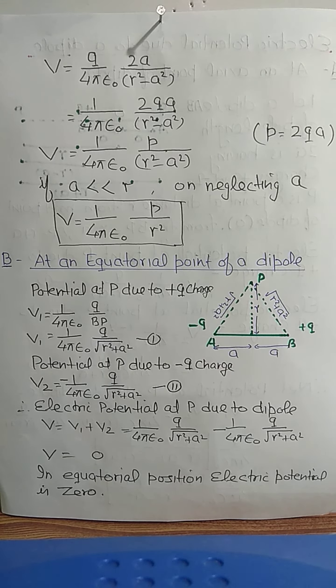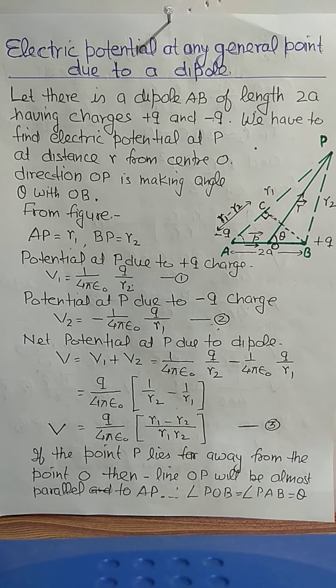Clear? So students, in equatorial position, potential due to dipole will always be 0. Clear? Any doubt? No? Okay. Students, previous two cases of axial and equatorial position were same as that in the case of electric field, and therefore it will be very easy to understand the topic.